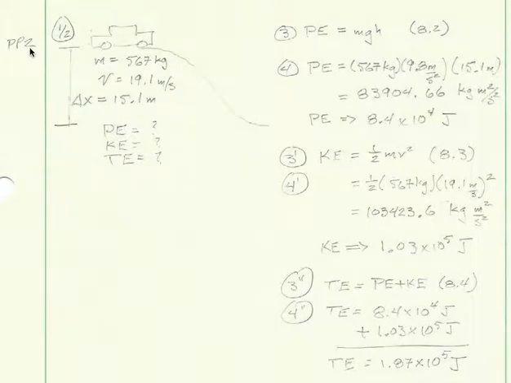Practice problem number 2. A 567 kilogram car is traveling down a hilly road. If the car is at the top of a 15.1 meter hill and is moving with a speed of 19.1 meters per second, what is the potential energy relative to the bottom of the hill? What is the kinetic energy? What is the total energy?